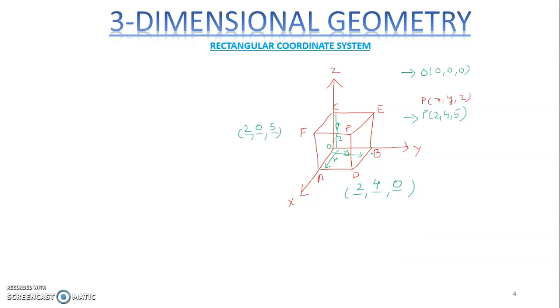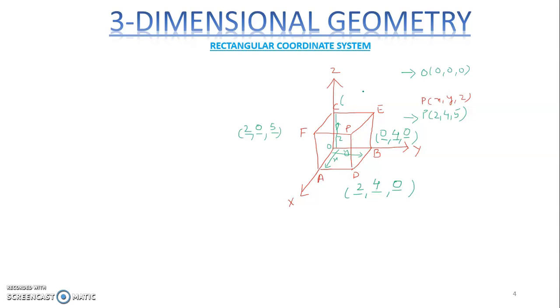Now suppose it is on this point B. What will be the coordinates of this B? Obviously it is on the Y axis. On your Y axis, X and Z will be 0. So X coordinate will be 0 and Z coordinate will be 0. What is the value of Y coordinate? It is 4, so we'll write 4 here. Similarly, you can find any values, whether it is D, E, or C.